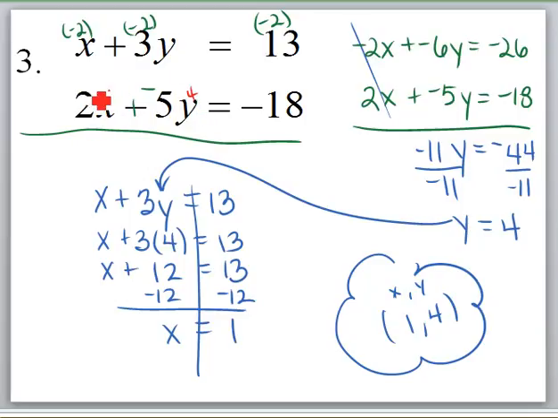So 1 times 2 is 2, and -5 times 4 is -20. 2 and -20 is -18.